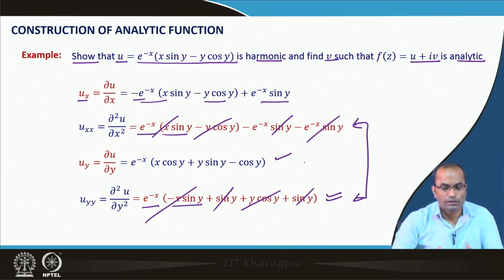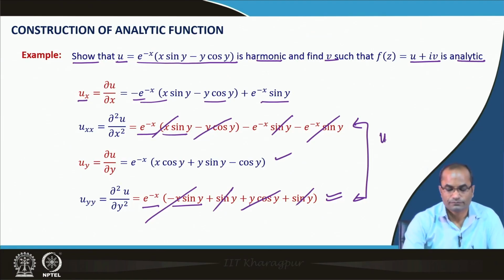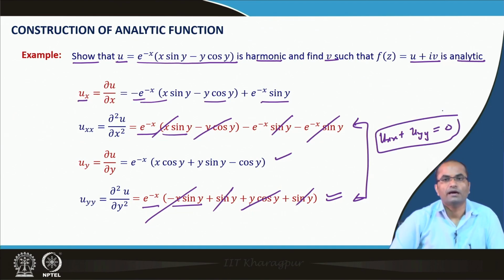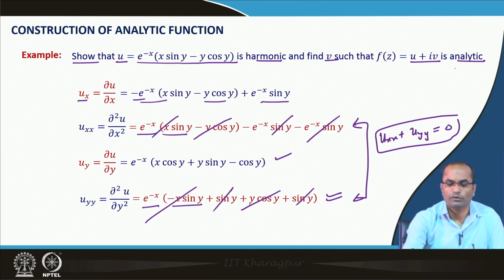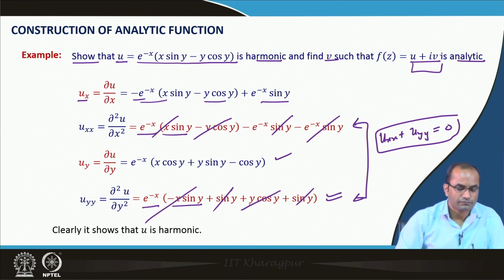So, here what we have observed is that u_xx plus u_yy equals 0, that means this u is harmonic. We have learned in the previous theorem that if we have a function u which is harmonic, then we can find another function v which will also be harmonic, such that f(z) = u + iv is analytic. So, we will find another function v now, so that u + iv becomes analytic. How to find the other function, that process we will explain here now.